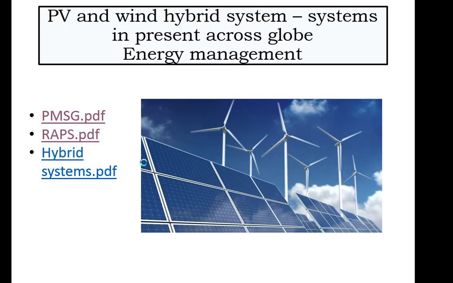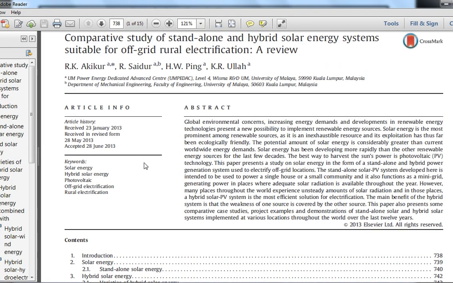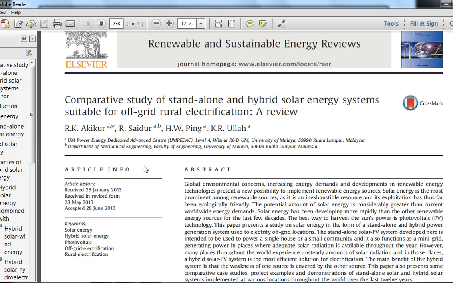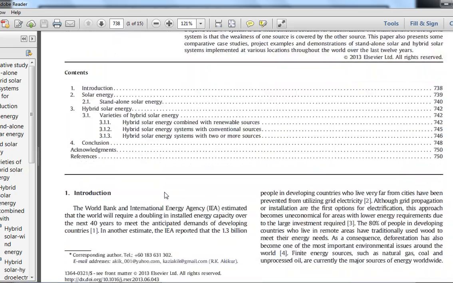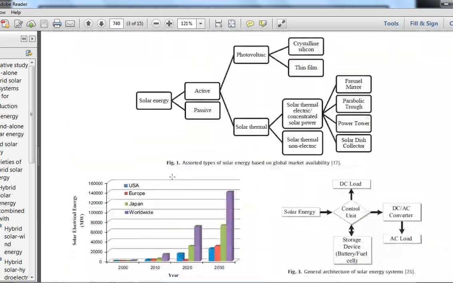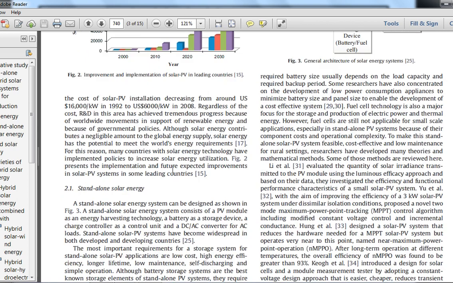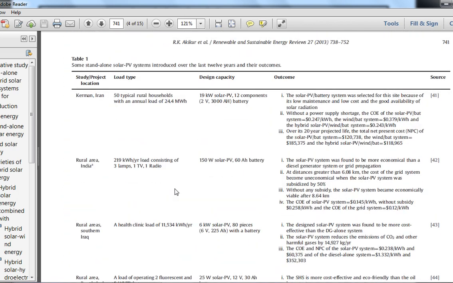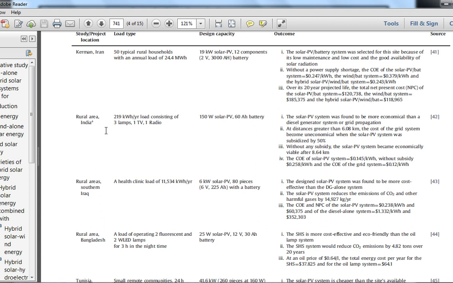As we have described, this is one of the very interesting papers from elsewhere, where we have installations across the globe of various hybrid systems. From this you will be able to know what the possible outcomes of certain hybrid systems are. Say there is a rural area of India with a peak power rating of 209 kilowatt hour per year, load consisting of 3 lamps, 1 TV, 1 radio. The design capacity is very small, which is incorporated with a 60 Ah battery.